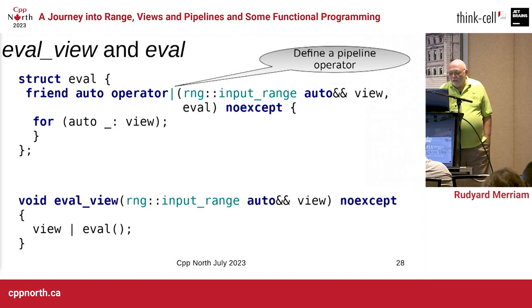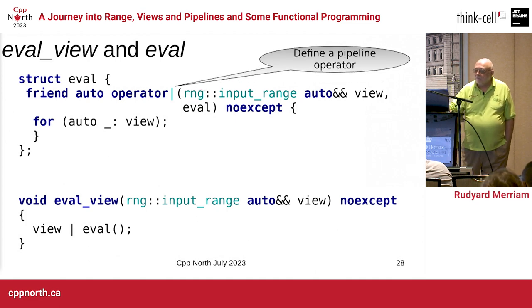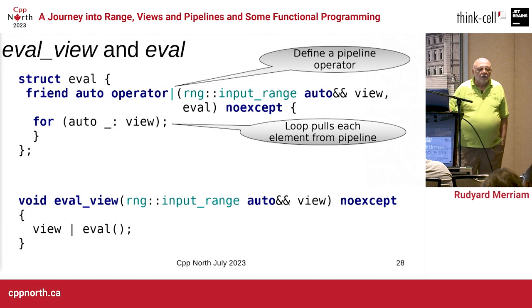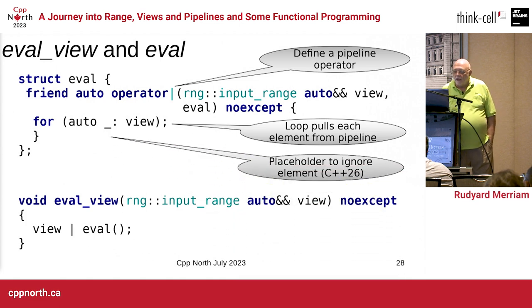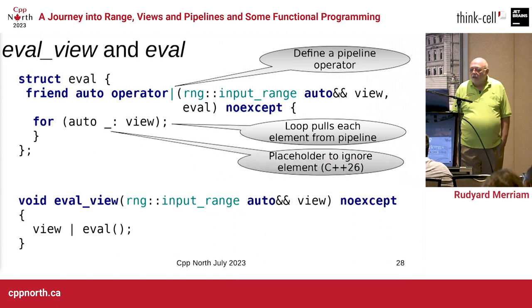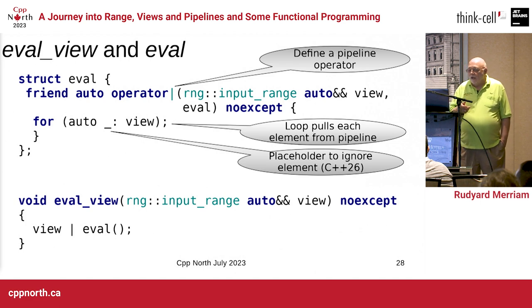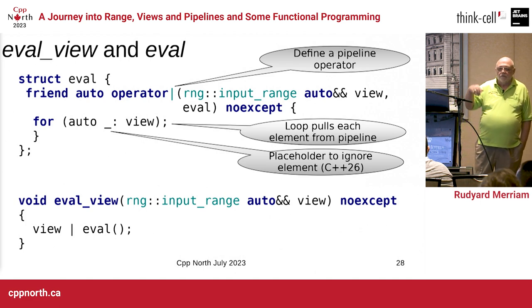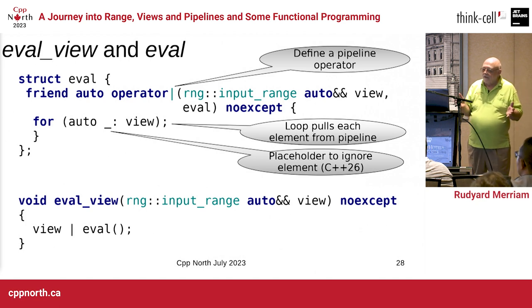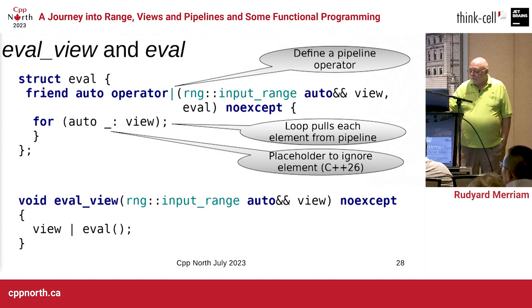So once we've got the operator defined, we have a loop which pulls each of the elements from the view and does nothing with it because we don't want to do it. We just want to drive the pipeline. And I borrowed the placeholder underscore, which is an element in the standard for C++26. And it just says, ignore this thing. The original version of it had a V there and then, you know, maybe unused on there. So this simplified that little bit of code.